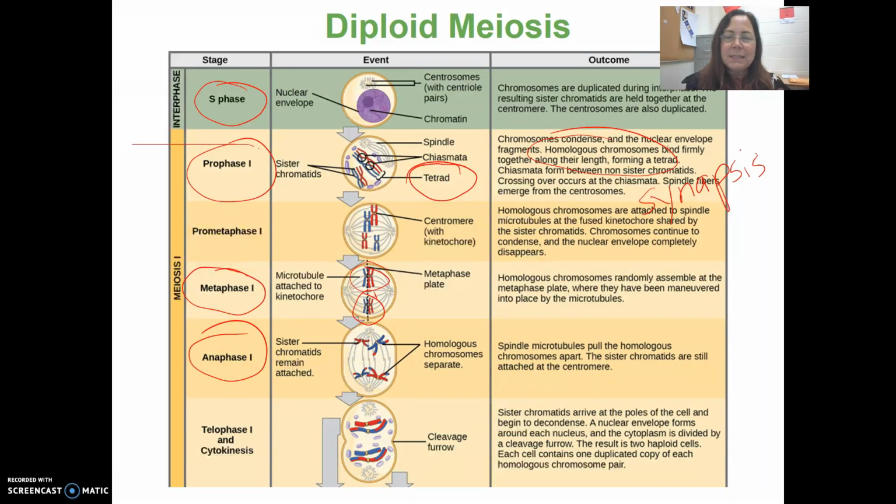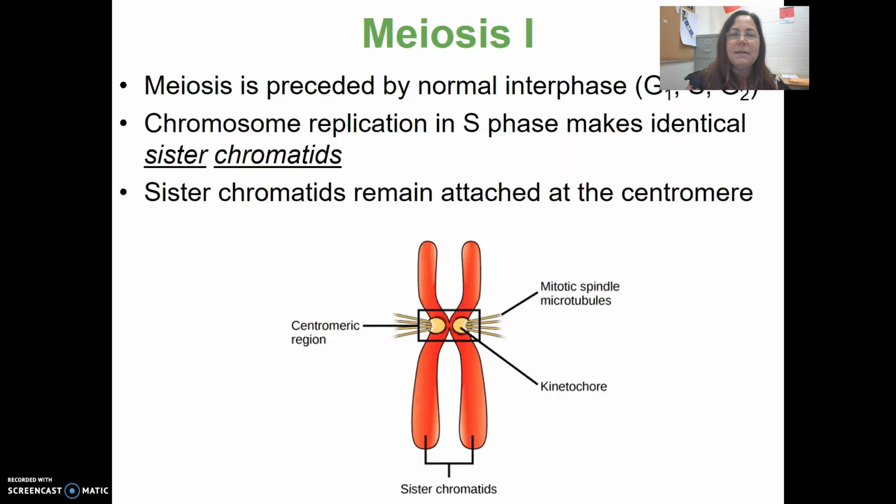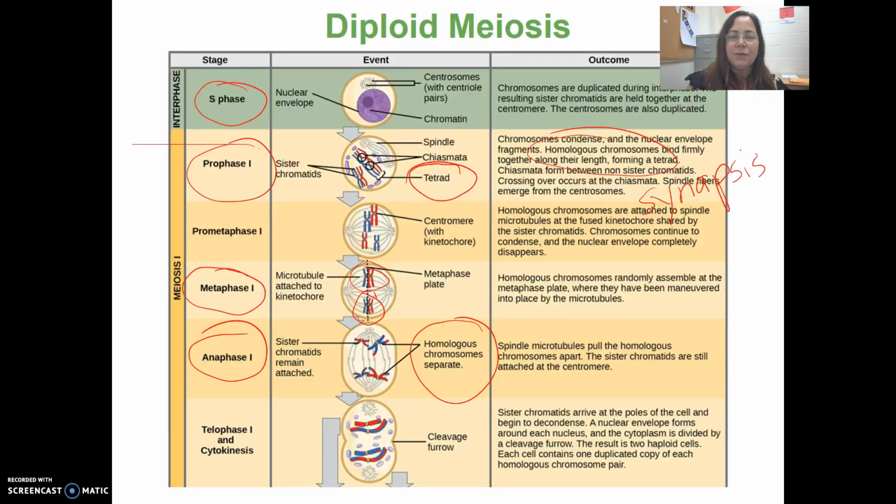In mitosis, during anaphase, we said that the sister chromatids pulled apart. Sister chromatids do not pull apart in anaphase 1. It is the homologous pairs that separate. The sister chromatids actually stay together. And then telophase 1 and cytokinesis are very similar. The only thing is that sometimes cytokinesis does not go to completion, and there is definitely not another interphase in between meiosis 1 and meiosis 2.